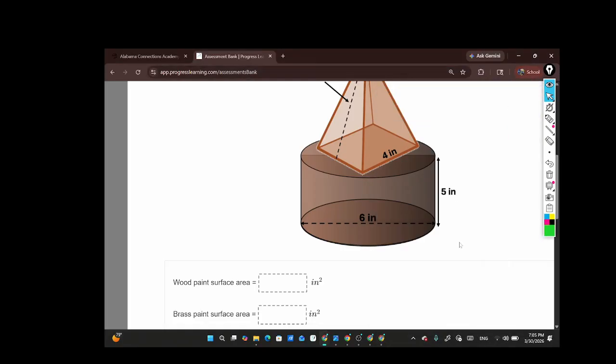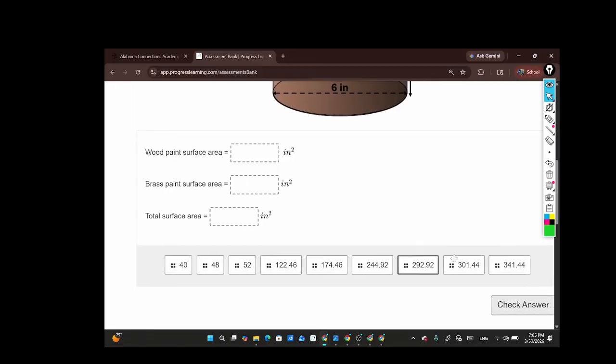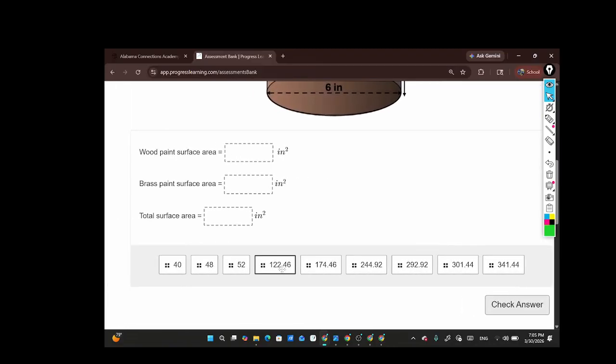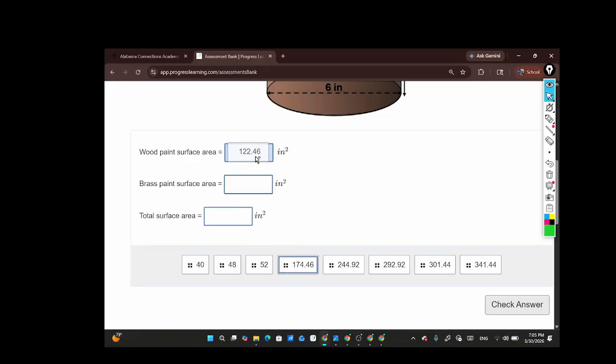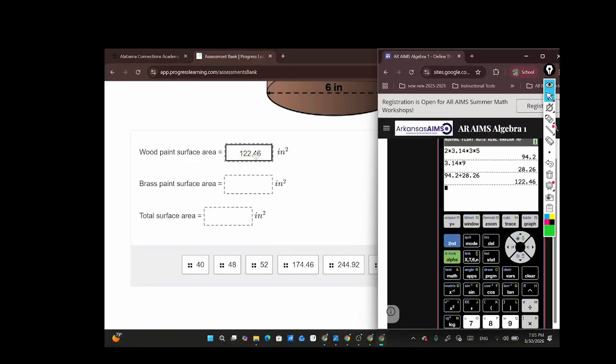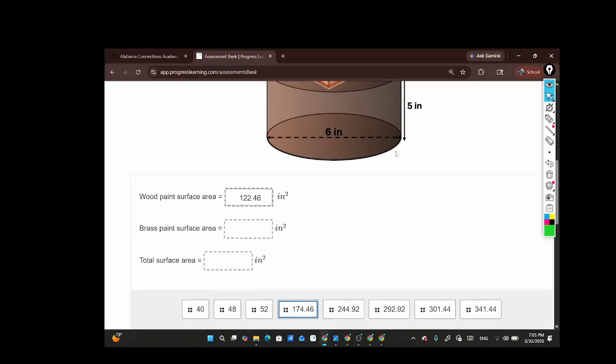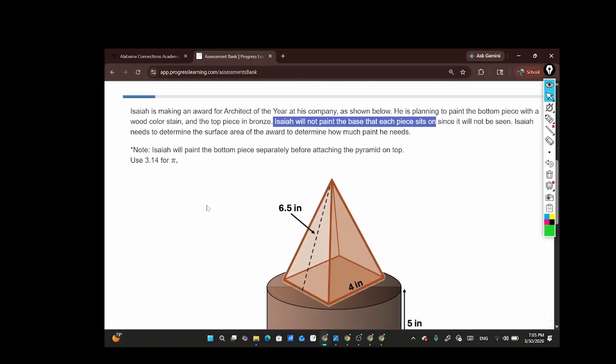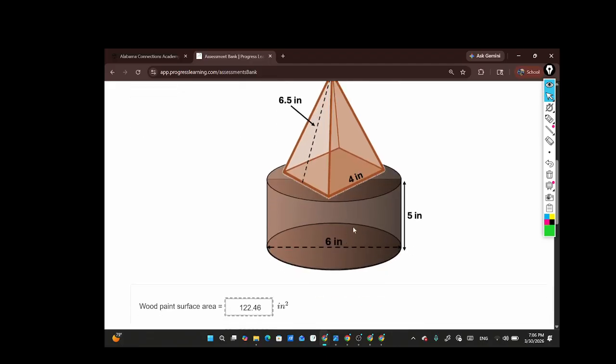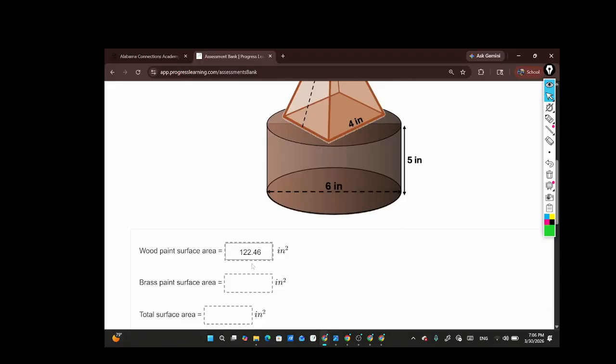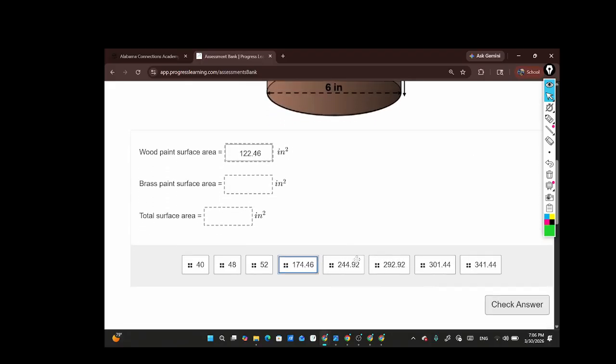I will go back to this. Which one is the right answer? Actually, we found that it is 122.46 square inches. In this case, we found the wood paint. Why the wood paint? Because he is planning to paint the bottom piece with a wood color. So the bottom piece here is the wood paint. The answer is 122.46. This is the right answer.